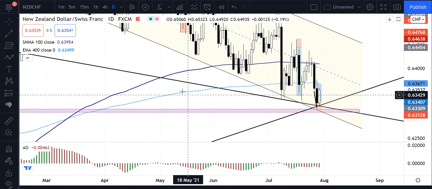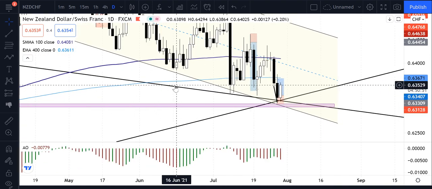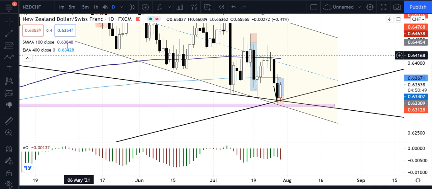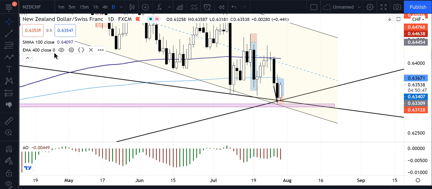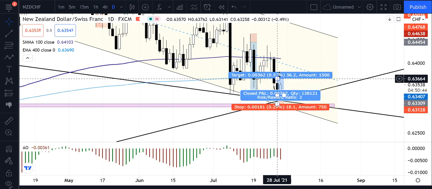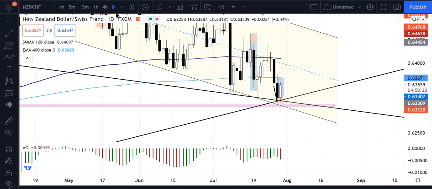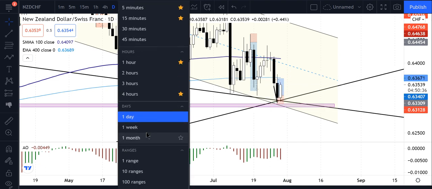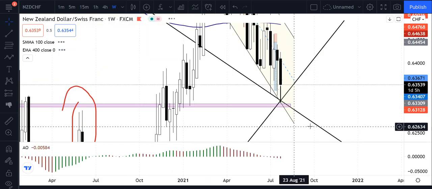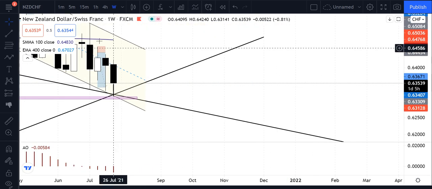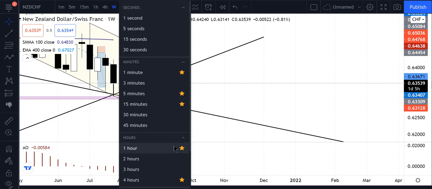The third reason was not so accurate, but I just considered it as one of the confirmations, which was SMA and EMA support. You can see it's very close, so I might consider it as an EMA support. This was the talk of the daily time frame.